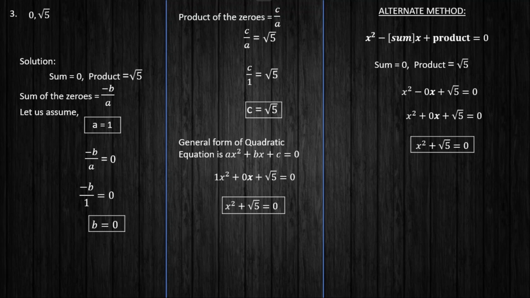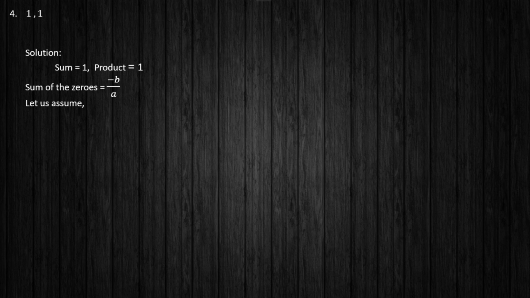Next, moving on to the fourth sum of this session. The fourth problem is 1, 1. This will be the easiest problem in this session. So sum is 1 and product is also 1. So first we need to write the formula for sum of the zeros, which is minus b by a. Next, the denominator of both the values is 1 itself. If the value of the denominator is the same, then at that time also we need to take the same denominator. The denominator is 1, therefore we need to assume a is also equal to 1.